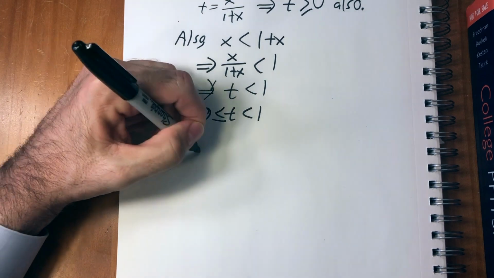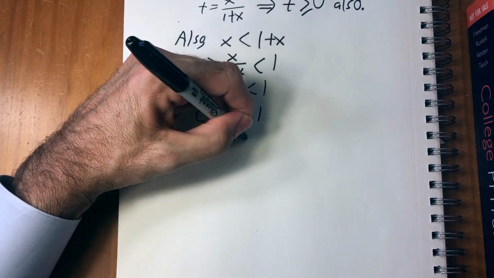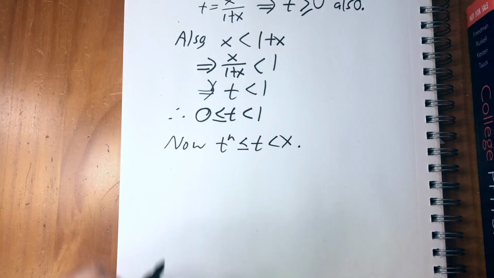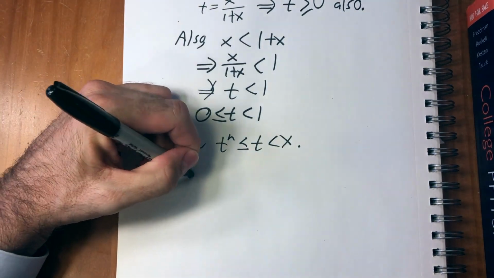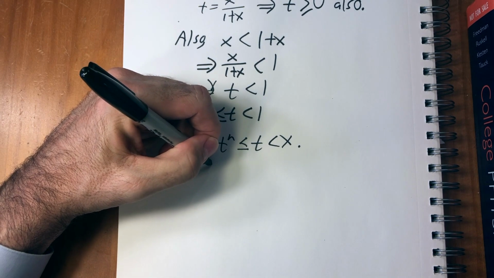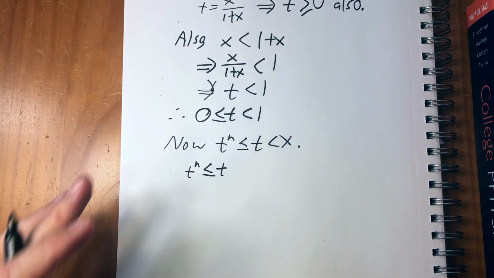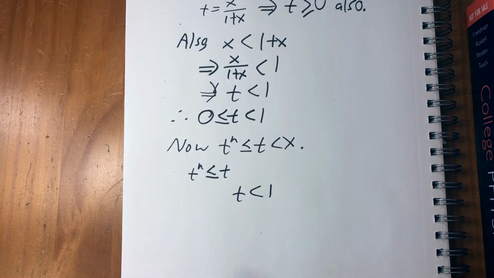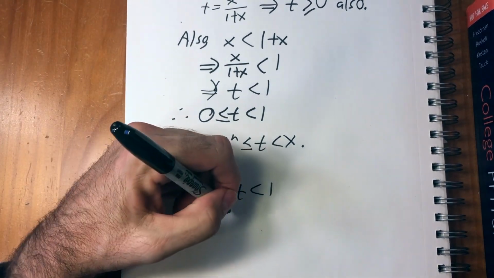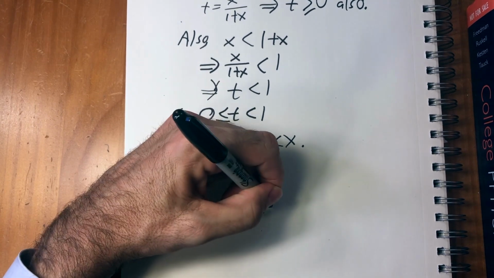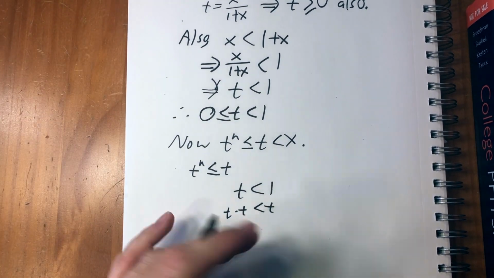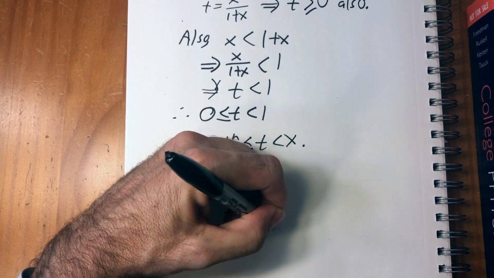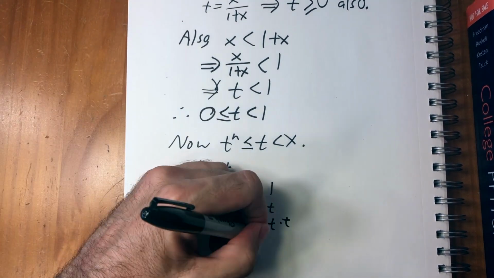Now we need to show that t to the n is less than or equal to t is less than x. Now, we can see that t to the n is less than or equal to t because we know that t is less than 1. So if you multiply both sides by t, you get t times t is less than t. You multiply both of these by t again, and you get t times t times t is less than t times t, and so on, right?